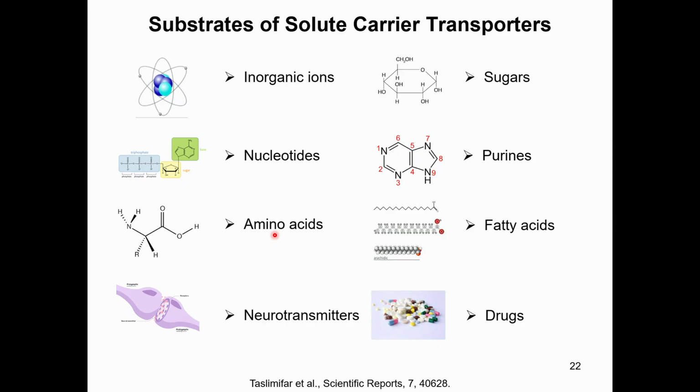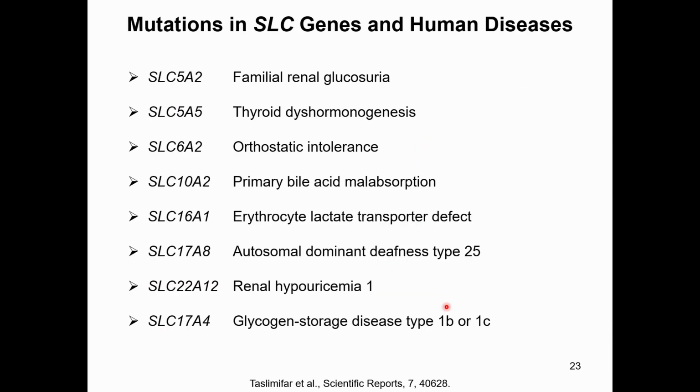And so these are really important. They're involved in transporting nucleotide analog drugs, for instance. They're involved in reuptake of neurotransmitters that we can develop antidepressants for. So a lot of important things.